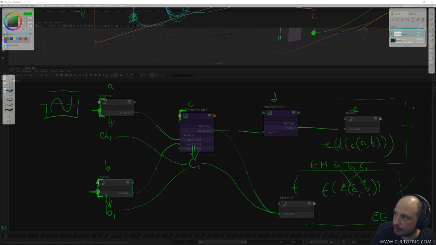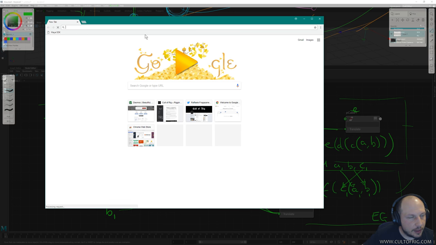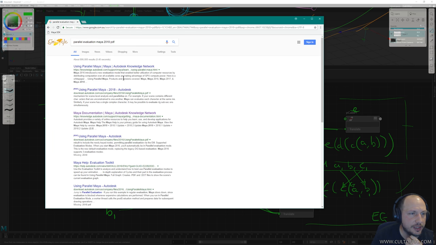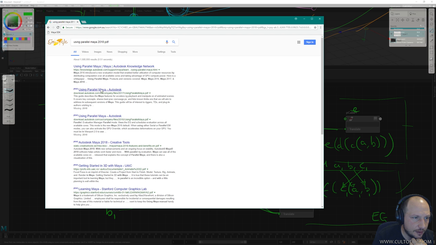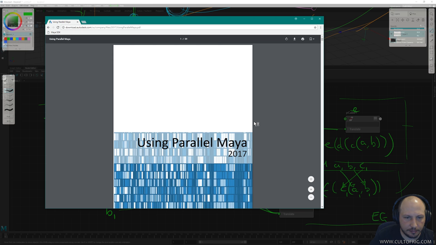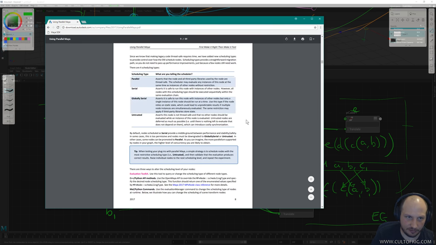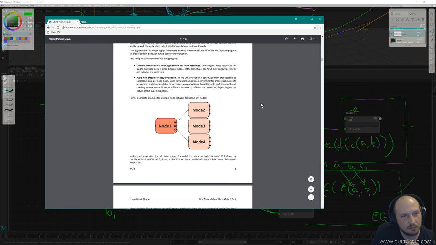And now, this might give you some time because I'm going to open a Chrome window. There's a document, parallel evaluation. It gets updated every version, 2018 PDF. So I think if you search for parallel evaluation Maya 2018 PDF, you'll get it. Actually, even better, look for using parallel Maya 2018 PDF, and you should get these PDFs. That's linking to the 2017. It's fine. It was great for the 2016 version. It was even better for the 2017. And it's mostly meant on the engineering side if you write plugins and so on.